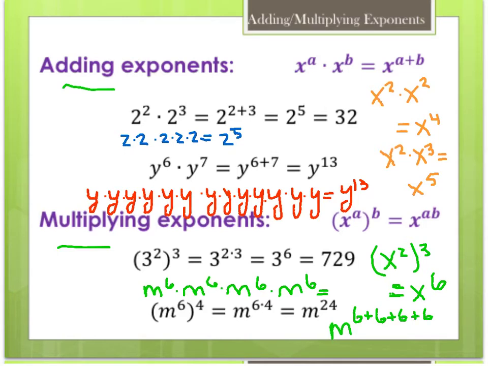Just make sure that whenever you are multiplying two things with the same base, I want you to also notice that 2 and 2, right? Y and Y, X and X, they have to have the same base. Then you add the exponents. Whenever I'm multiplying and raising something to an exponent, then I'm multiplying the exponents, okay? So a power to a power means multiplication.